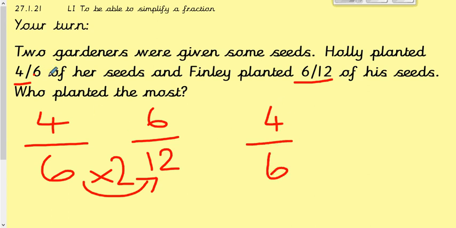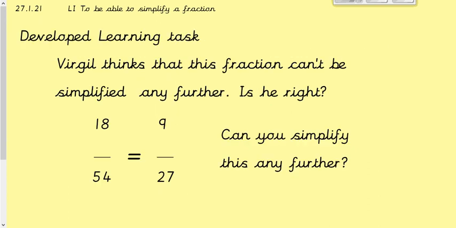Okay, so we're going to use the fraction 4/6 and we're going to times it by 2. So now we do 4 times 2, which is 8, then 6 times 2, which is 12. So therefore Holly planted 8/12 of her seeds and Finley planted 6/12. So we know that Holly planted the most. Okay, hopefully you managed to get the right answer if you were doing it on your own.